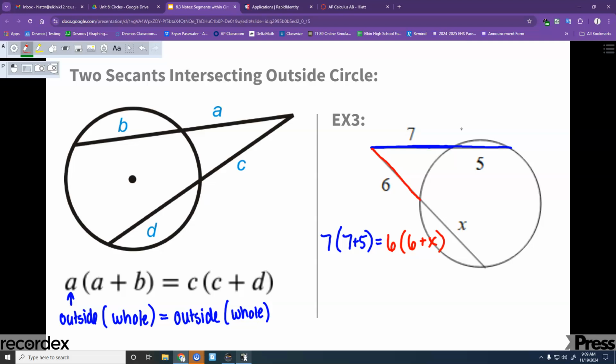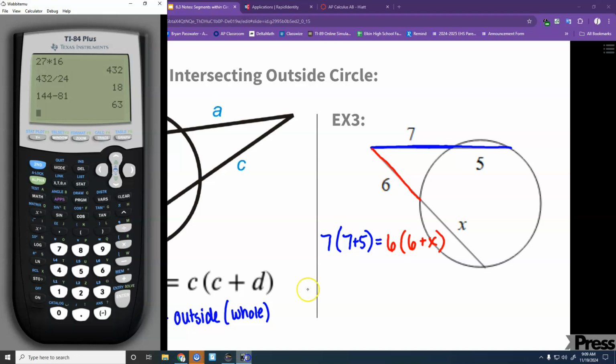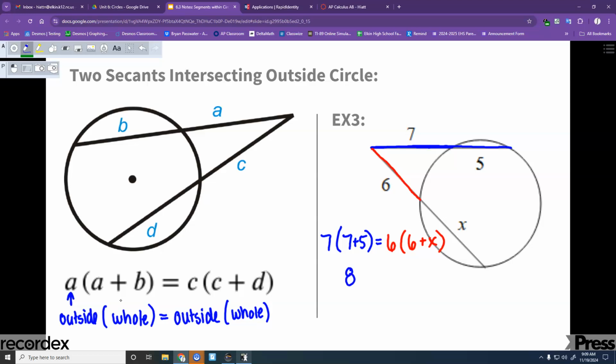So if you can get the equation set up correctly, you should have a pretty short equation with just a couple little things to do. So 7 times 7 plus 5, you can just do in the calculator. We get 84. So we got 84 equals. And then over here, I would distribute the 6. So you got 36 plus 6x.